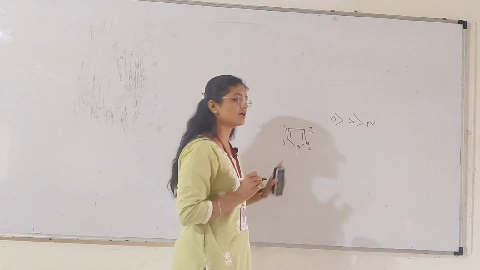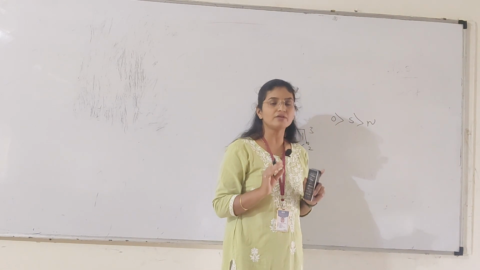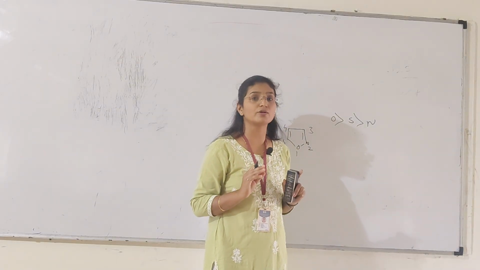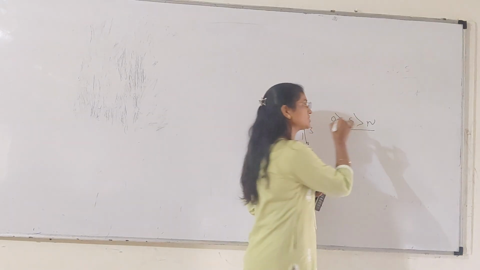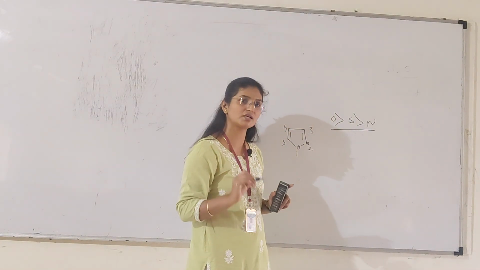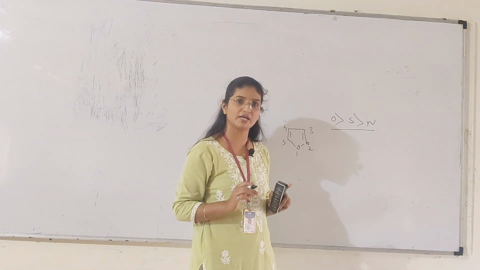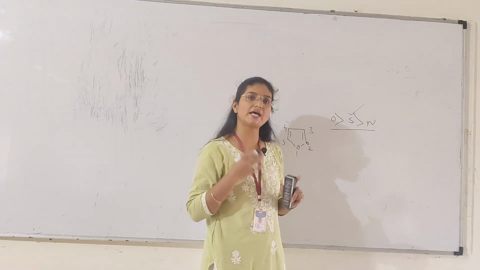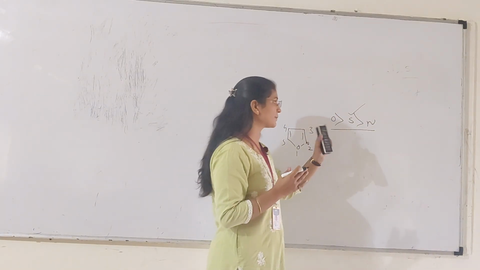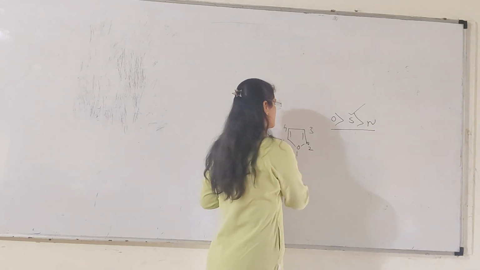So this is the oxazole ring. Remember that for any ring which contains more than one heteroatom, the preference order must be oxygen, sulfur, nitrogen. If your ring contains sulfur and nitrogen as heteroatoms, then the first number must be given to sulfur, and after that nitrogen. This is the preference order for more than one heteroatom.